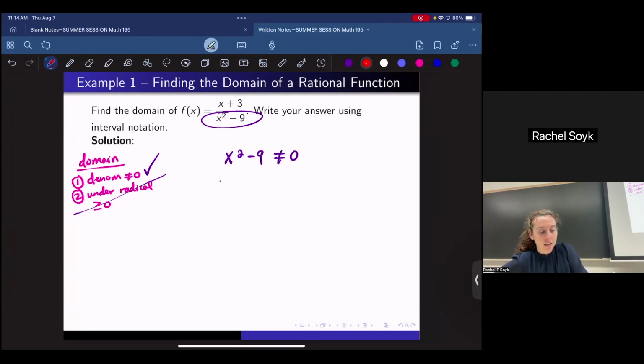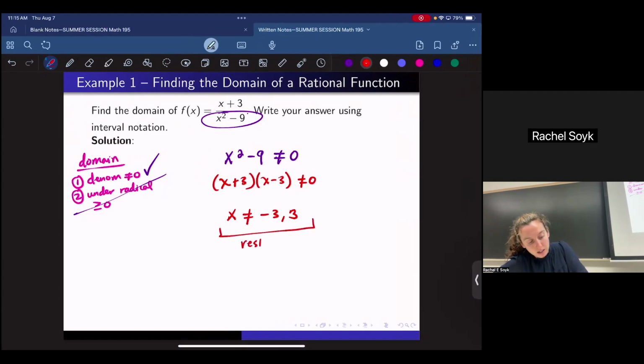Now that left-hand side is a difference of squares. We can factor that out into just x plus 3, x minus 3. Which tells us what are our 2 values that make this left-hand side equal to 0. Okay, what are those roots, those x-intercepts? Just negative and positive 3. So these 2 values are our restrictions. We can't have x be either of these because if we do, then our denominator is 0 and then it doesn't work. So how do we write this into interval notation?